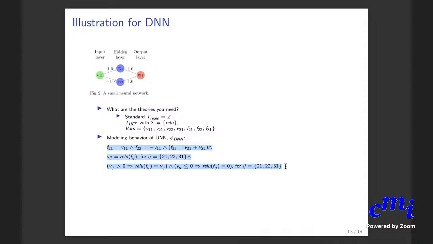instances of V11 and V31 and all the other variables, any satisfying instance of this formula happens to be a valid input output of this DNN. Is that clear? Yes, sir. Yeah. So in that sense, I'm saying it is modeling all possible behaviors. By all possible behavior, I mean the outputs produced by the DNN for all possible inputs. Okay.